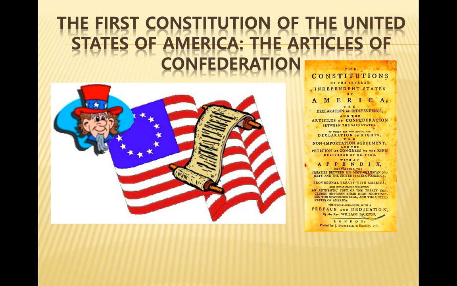Hey guys, it's Miss Thurston, and I want to share with you the very first Constitution of the United States, the Articles of Confederation. So think about where we are in our history class. We have fought the Revolutionary War, and the United States is no longer a colony of Great Britain. We are free and we are an independent nation. We have signed the Treaty of Paris.